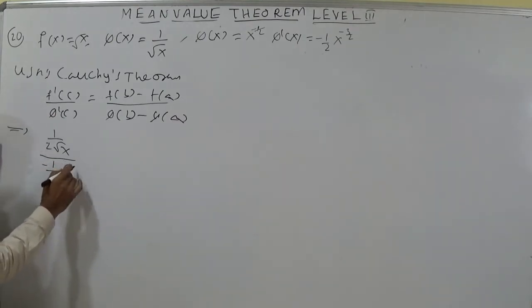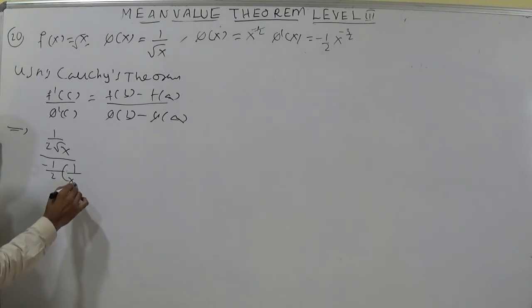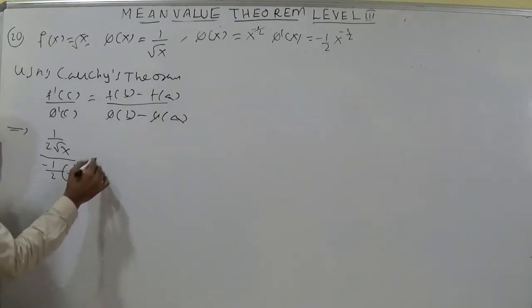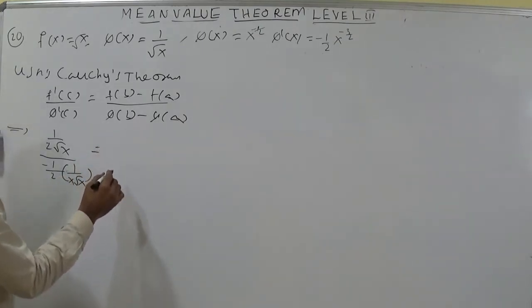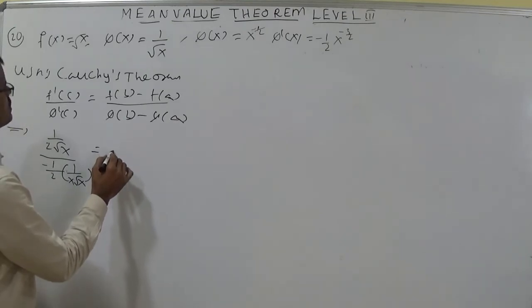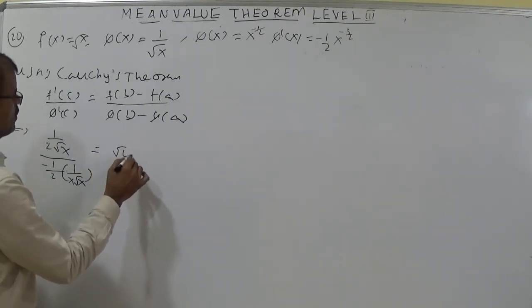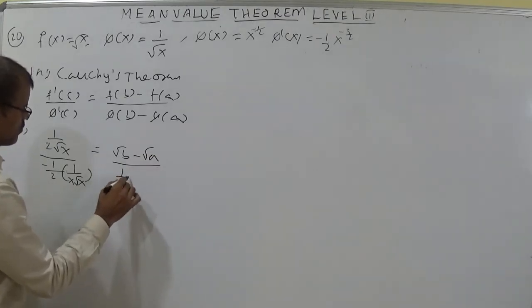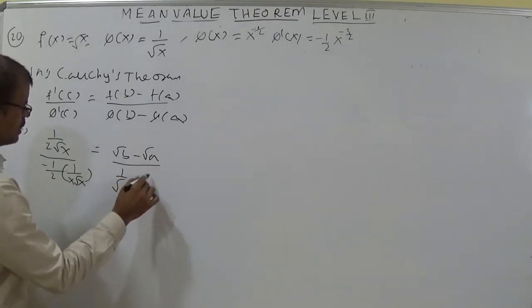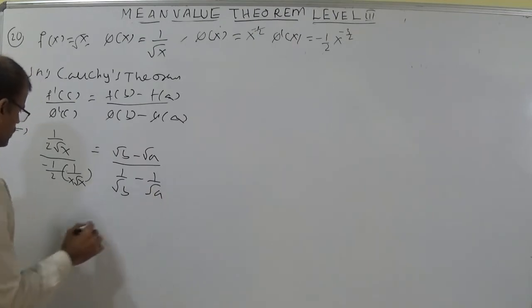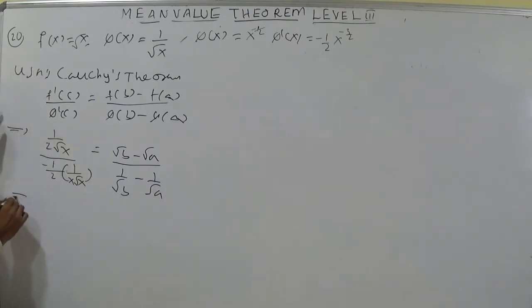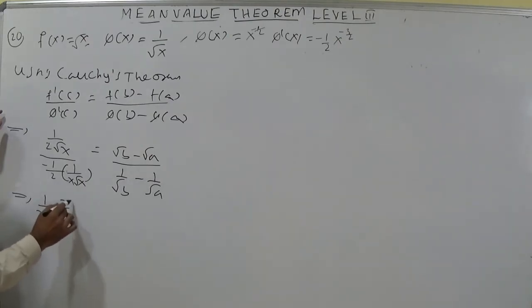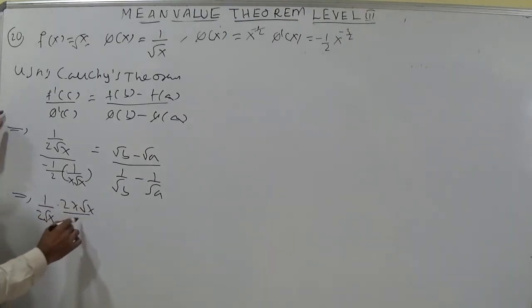Minus 1 by 2 into 1 by x power 3 by 2 means x root x is equal to f of b. F of b means root b minus root a whole by 1 by root b minus 1 by root a. That implies, taking this term to that side, you can write here 1 by 2 root x into 2x root x by minus 1.